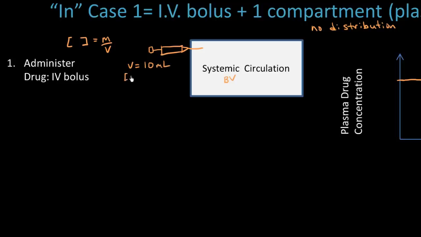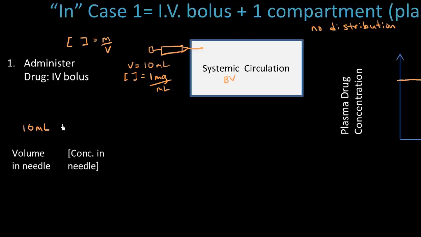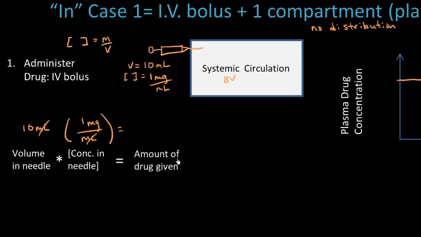So let's give you a concentration. Let's say the concentration of drug in this syringe is 1 milligram per milliliter. Well, using this, I can now figure out the amount of drug I gave. So the volume in the needle is 10 milliliters. The concentration in the needle is 1 milligram per milliliter. And so if I multiply these two numbers together, milliliters will cancel out, and I get the amount of drug given, aka the mass. And I see I gave 10 milligrams of this drug. So the mass is equal to 10 milligrams.